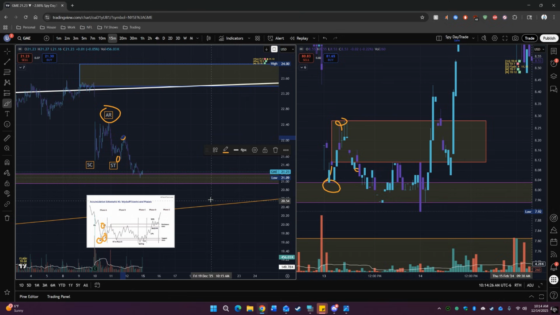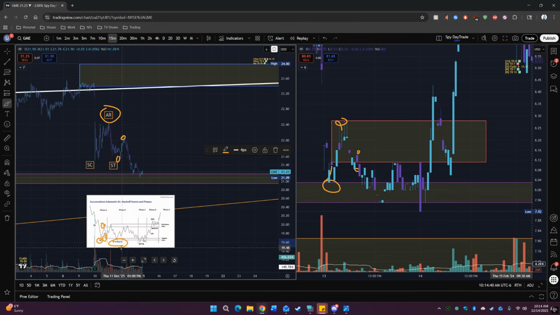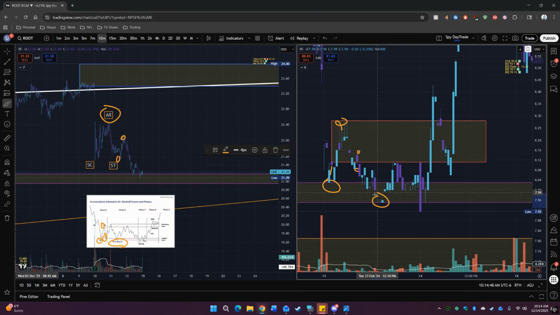Here you had just another automatic reaction, but you're still in the zone, right? Here. And so then you go down, and then you create the ST in phase B, which creates a new lower low prior to the previous low, right? That would be this guy, right?